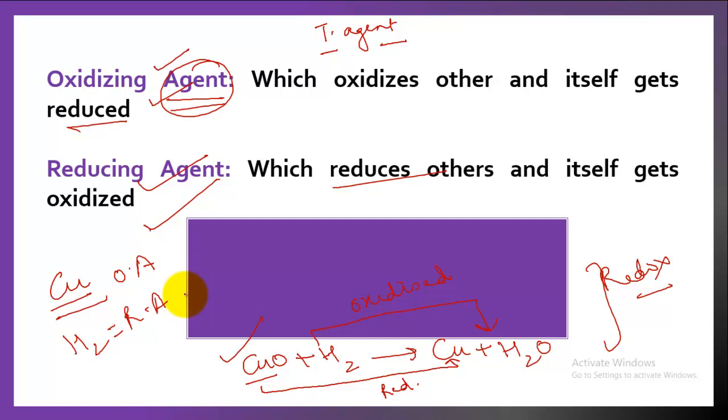So likewise, you can formulate different reactions, and accordingly you can see which substance or atom is getting oxidized and which atom or substance is getting reduced, and who is regarded as the oxidizing or the reducing agent.